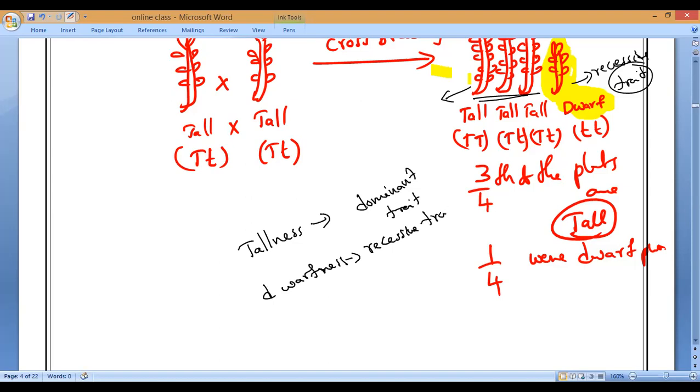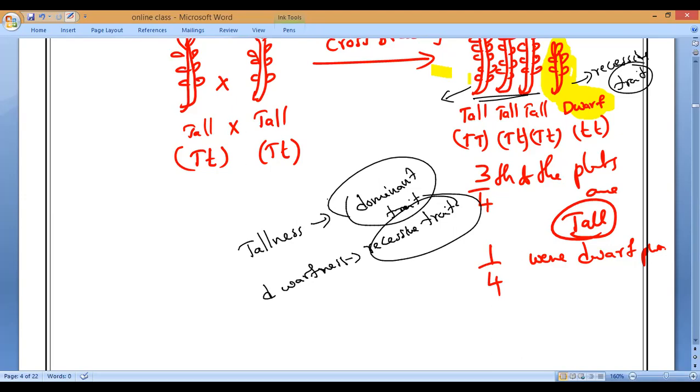So that is what Mr. Mendel concluded regarding pea plants. The traits shown may be dominant traits or recessive traits, and the same thing is applicable for animals also.